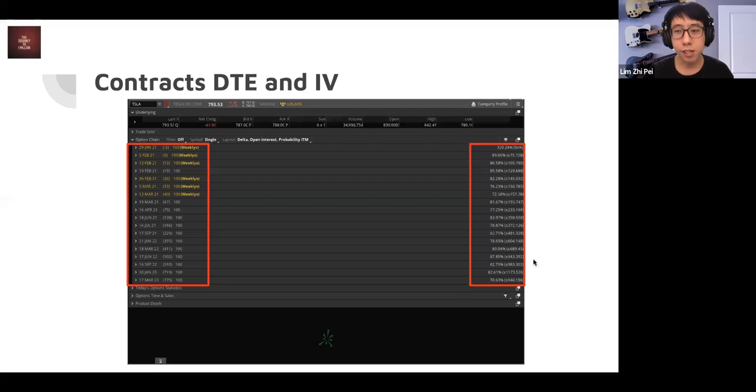And as for the right side here, it is the IV percentage. As you can see for Tesla, the stock price has been moving up and down quite a lot, so it's quite a volatile stock. That is why the IV percentage is very high. As you can see, it's above 70%.